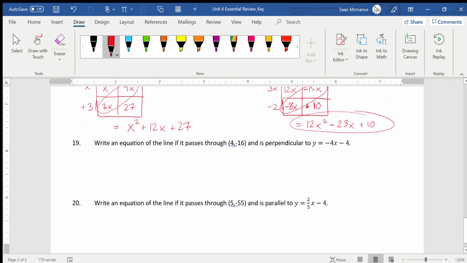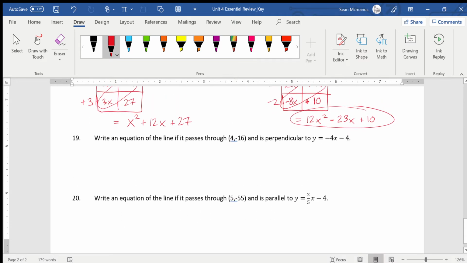And our very last two problems. Okay, write an equation of the line that passes through a given point. Here in 19, it's (4, negative 16), and is perpendicular to the line. So it's giving me this line right here, y equals negative 4x minus 4, and we want a line perpendicular to that one.